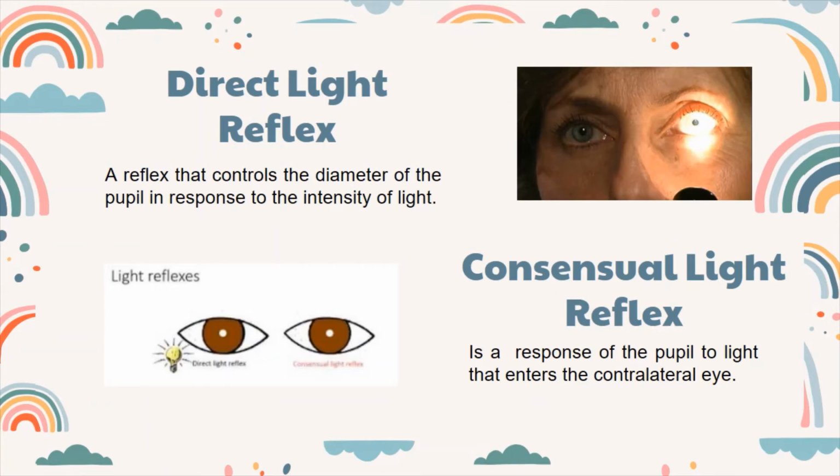Definition of terms: direct light reflex. It is the constriction occurring in the pupils in response to light exposure, a reflex that controls the diameter of the pupil in response to the intensity of light.